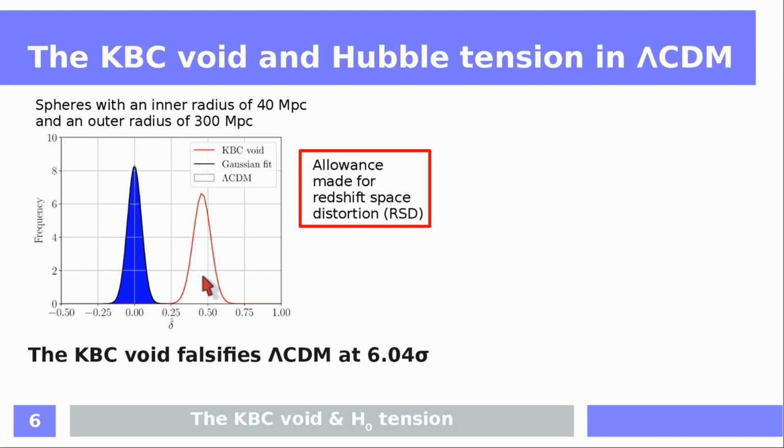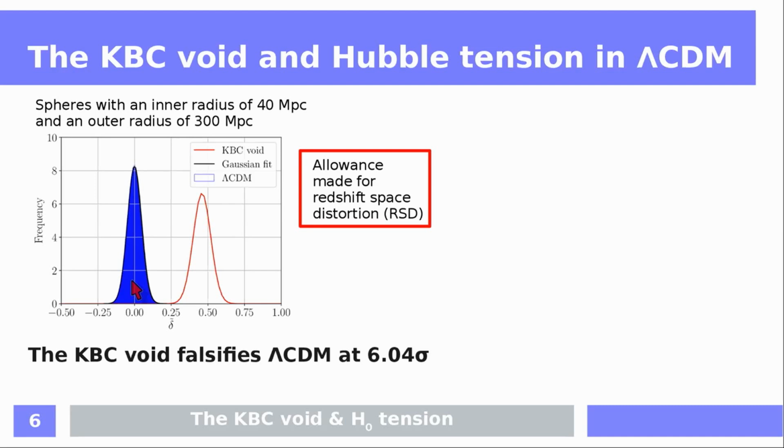So Keenan, Barger and Cowie used a fixed distance redshift relation where they assumed a Hubble constant of 70 kilometers a second per megaparsec. But in reality, the amount of volume corresponding to some range of redshift would be different to what they assumed. And actually, this has the effect of broadening the distribution slightly, because the apparent underdensity would have a dispersion of 4.8% instead of 3.2% if you apply this RSD correction.